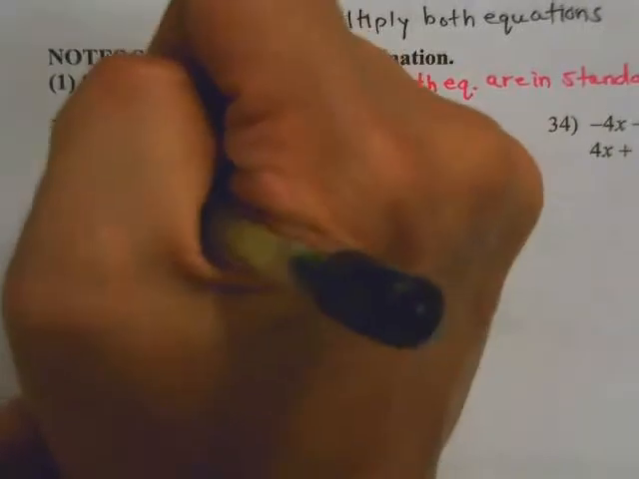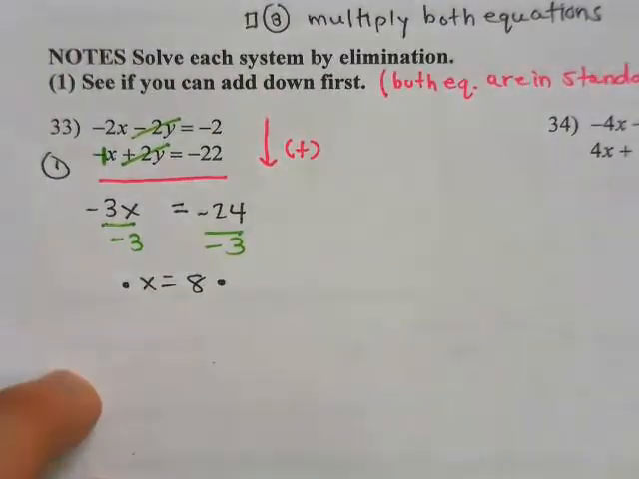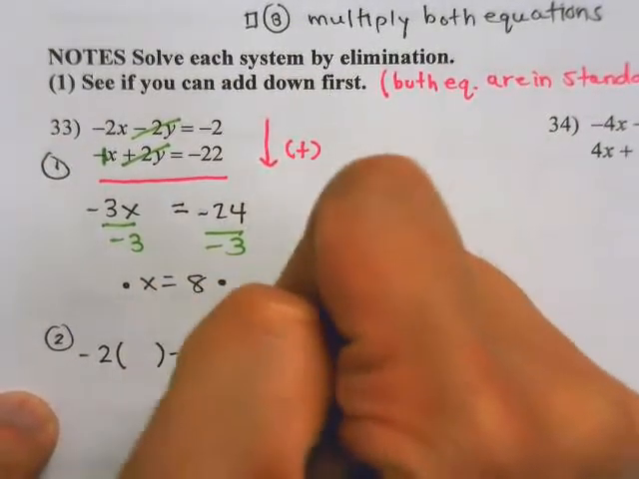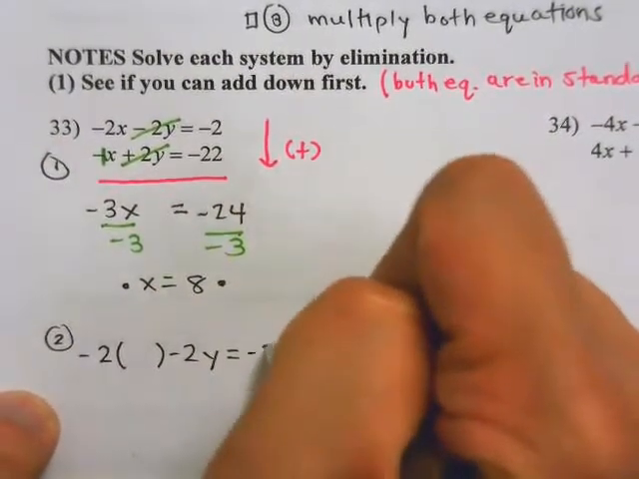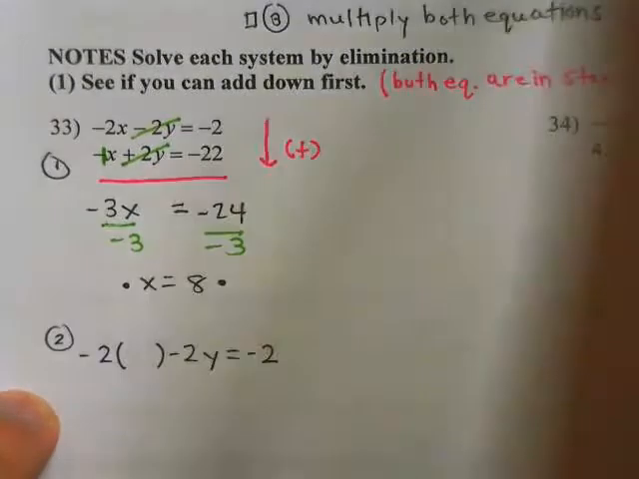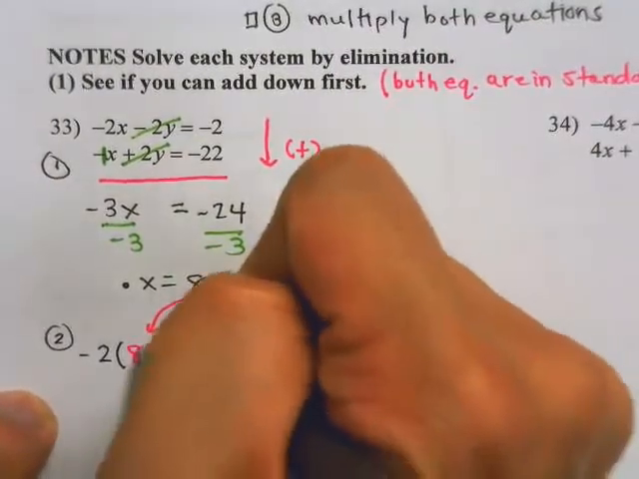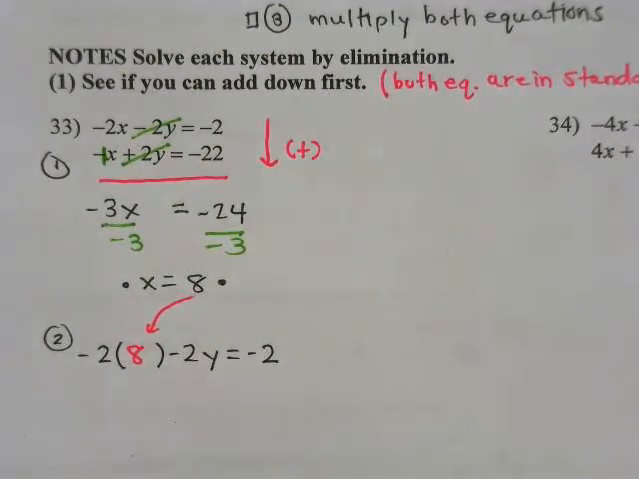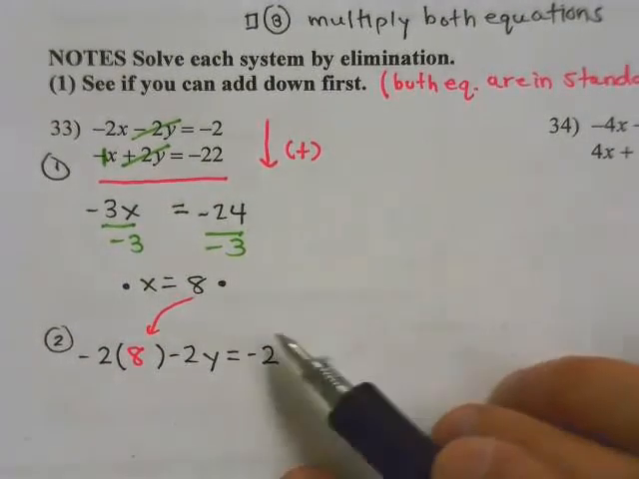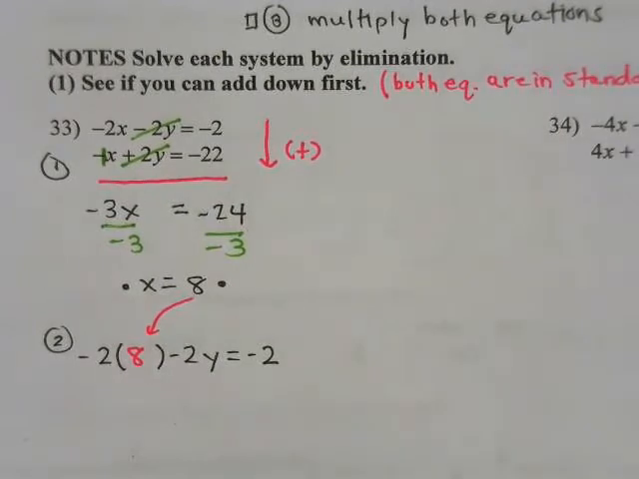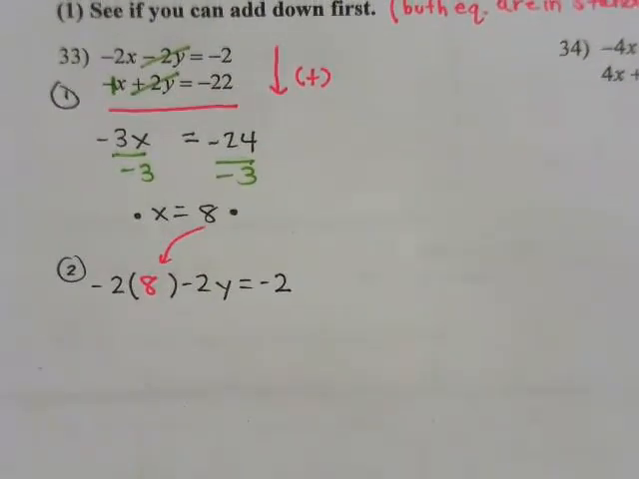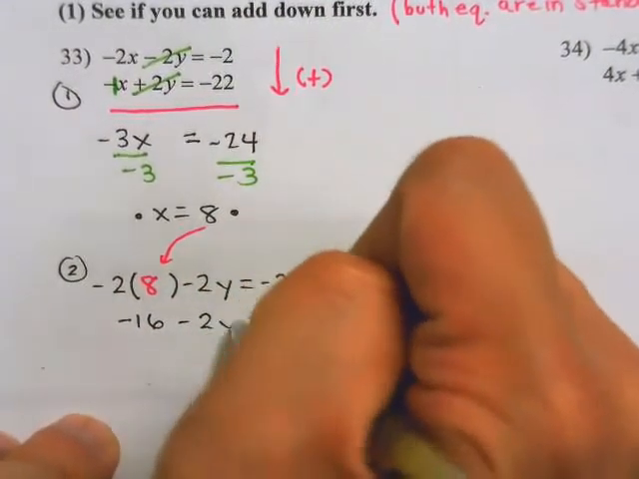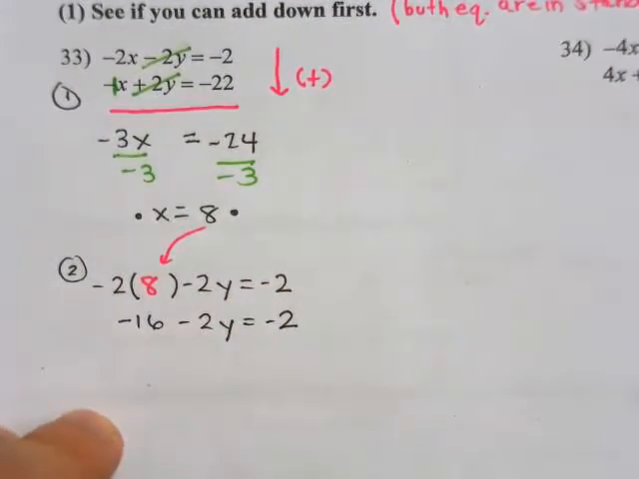Okay. So this is going to be our step number 1. See if you can just add down. And step number 2, just like in the substitution method, we're just going to plug in the x value. Please be careful where you're plugging it in. One of the mistakes that I have seen is that sometimes they plug in the 8 at the y. So just be careful what variable you've been solving for already. Okay, negative 16 minus 2y is equal to negative 2.